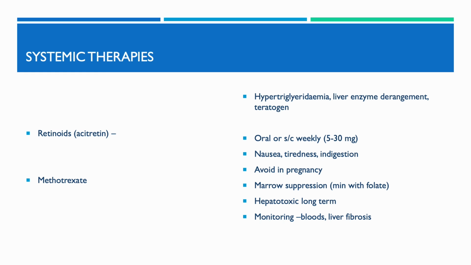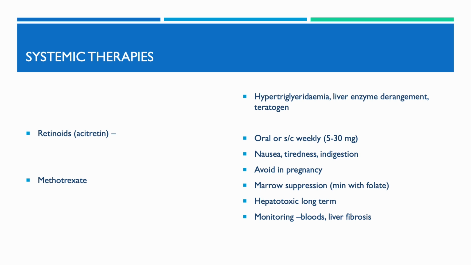We now have a number of systemic therapies for psoriasis that's either inadequately controlled with topical treatments, inadequately controlled with phototherapy, or where phototherapy is really a non-starter because of convenience, distance, etc. So we've got vitamin A derivatives. So these are called retinoids. The agent we use is called acitretin.